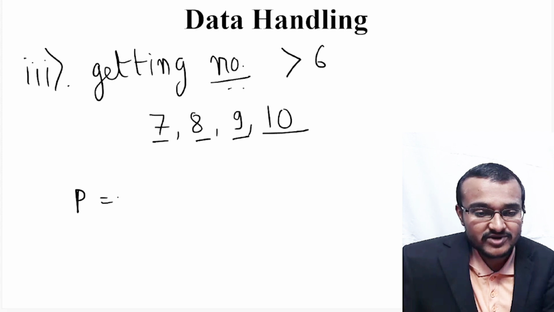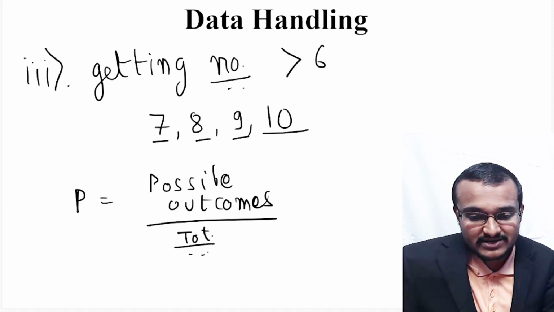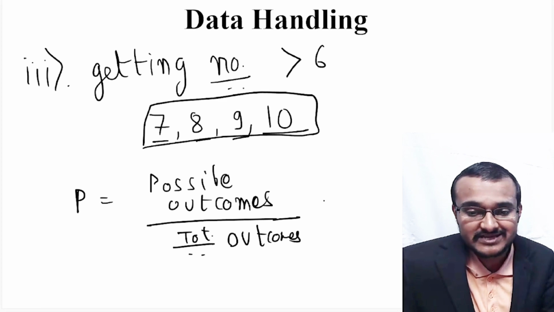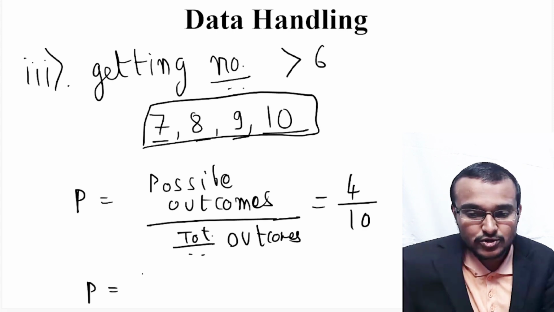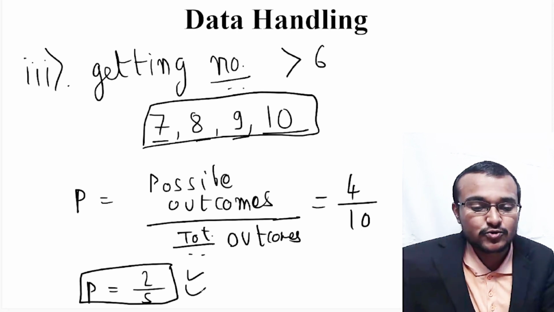So whenever you calculate probability, on the numerator possible outcomes should be there. In the denominator total outcomes should be there. So total outcomes will be in the denominator. Similarly, possible outcomes will be in the numerator. So these are all the possible outcomes for this particular event, getting a number greater than 6. So that is actually equal to 4, and in the denominator total outcomes is 10. So 4 by 10 is actually equal to 2 by 5. So the probability of getting a number greater than 6 will be 2 by 5.